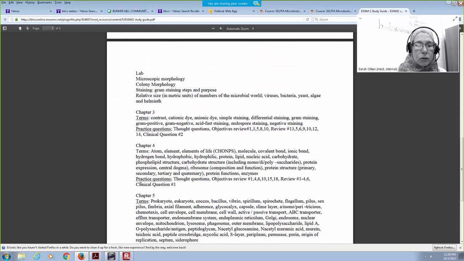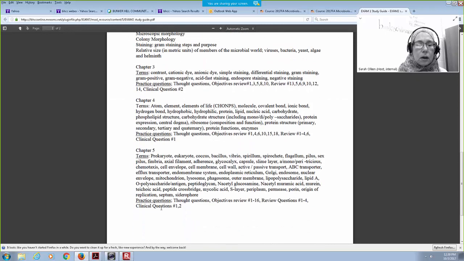Be sure you review the vocabulary, and you can try these questions in your book. You'll find the answers at the end of the book.